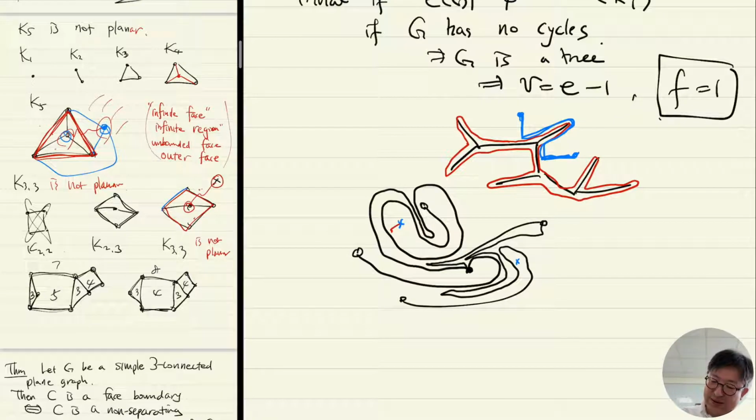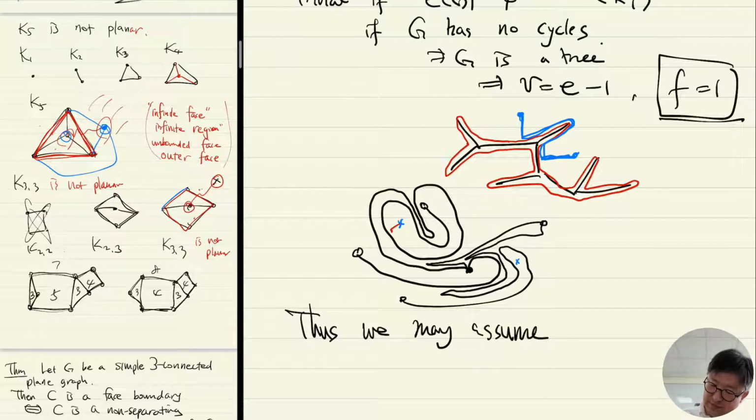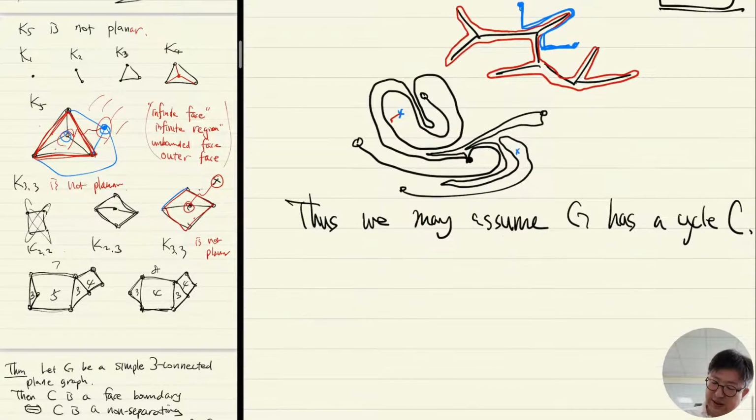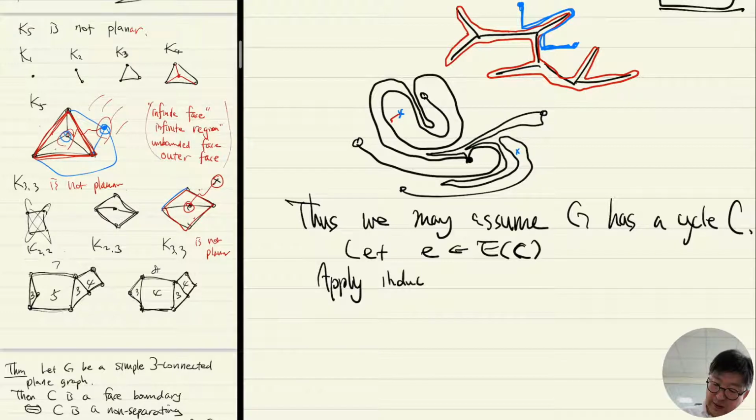So F is 1. Thus we may assume G has a cycle C, and let's choose an edge e in the cycle and then apply induction on G delete e. Note that G delete e is connected.